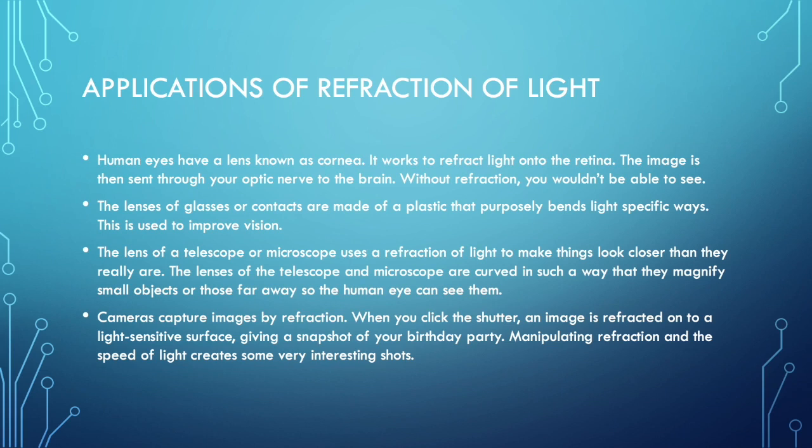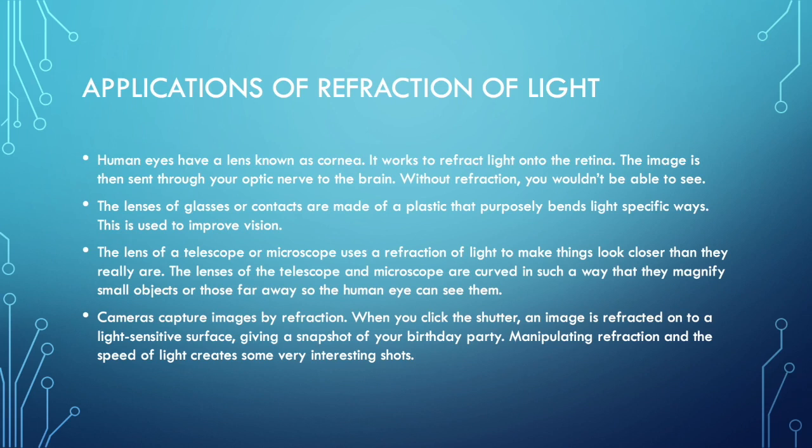In lenses of glasses. The lenses of glasses or contacts are made up of a plastic that purposefully bends the light in specific ways. This is used to improve vision. In the lens of a telescope or microscope. The lens of a telescope or a microscope uses refraction of light to make things look closer than they really are. The lenses of the telescope and microscope are curved in such a way that they magnify small objects or those far away so the human eye can see them.